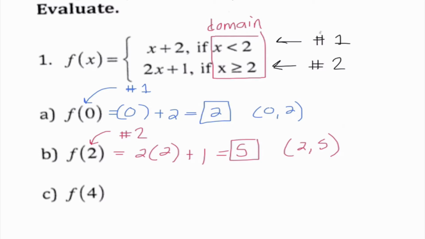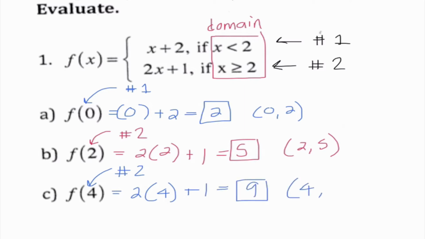Lastly, we're doing f of 4. If I look at 4, is 4 less than 2 or is 4 greater than or equal to 2? I know it's greater than or equal to, so I'm going to write also that this fits equation number 2. 2 times 4 plus 1, so I get 8 plus 1, which is 9. That gives us an ordered pair of (4, 9).